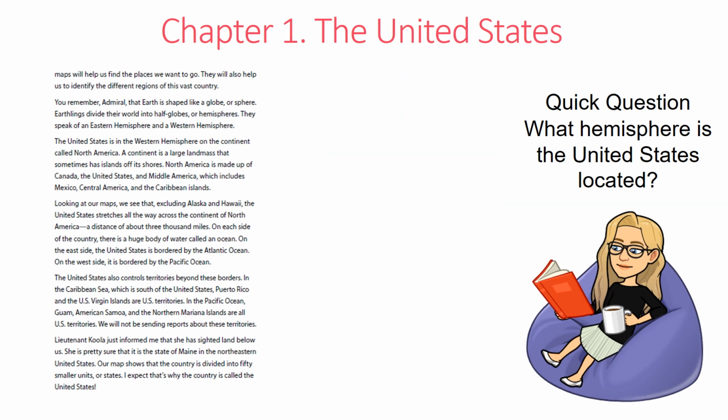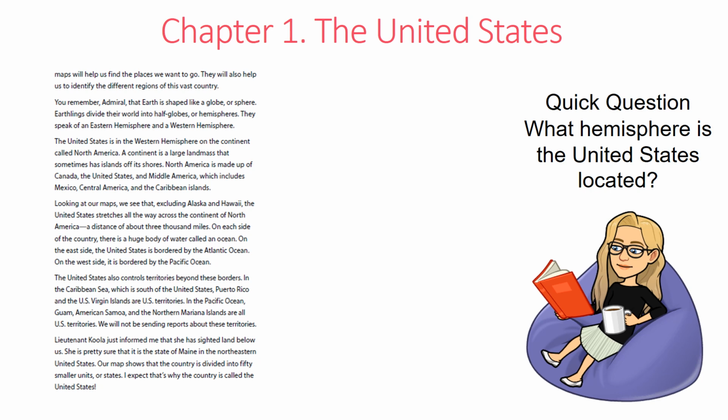Maps will help us to find the places we want to go. They will also help us to identify the different regions of this vast country. You remember, Admiral, that Earth is shaped like a globe or a sphere. Earthlings divide their world into half globes or hemispheres. They speak of an eastern hemisphere and a western hemisphere. The United States is in the western hemisphere on the continent of North America.